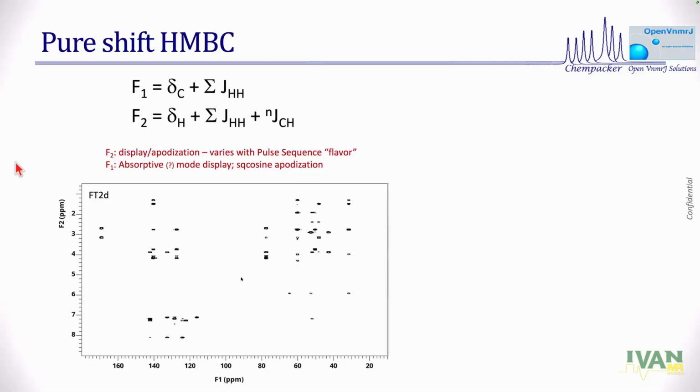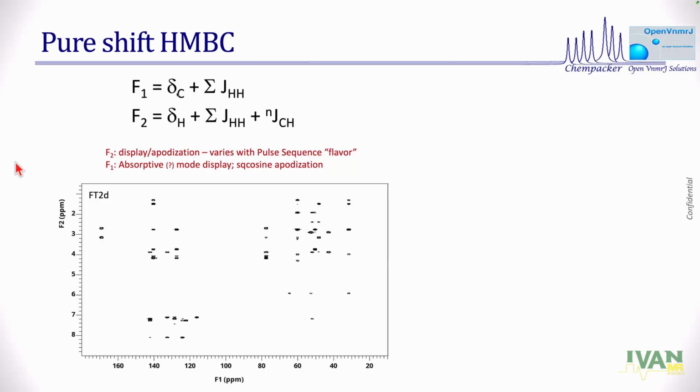We did with Gary Martin's group. We did a lot of variations of HMBC in the good old days. It's an HMBC spectrum. F2 is a display apodization, which varies with the pulse sequence flavor. This is your cross peaks.